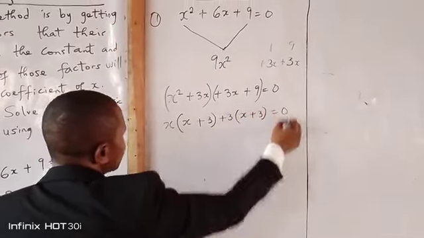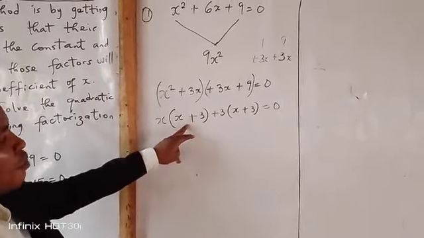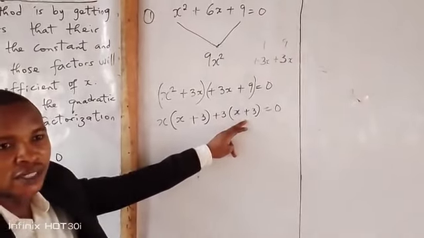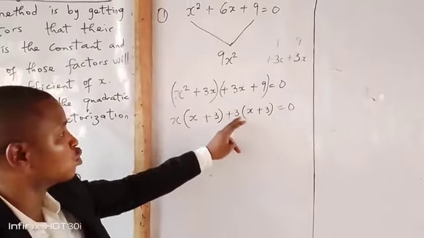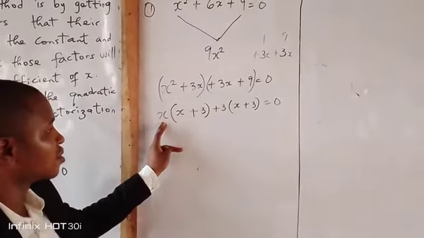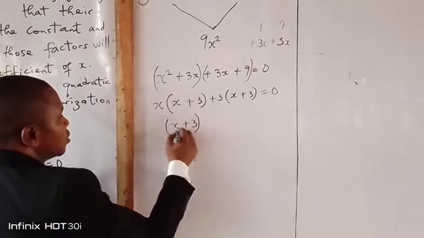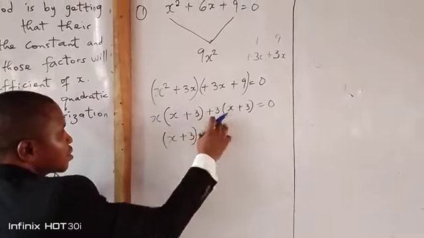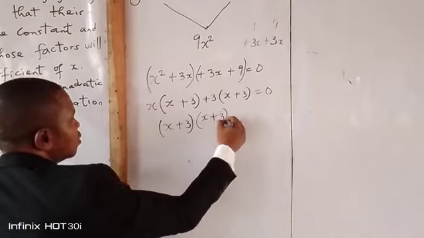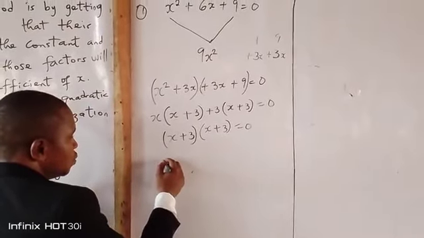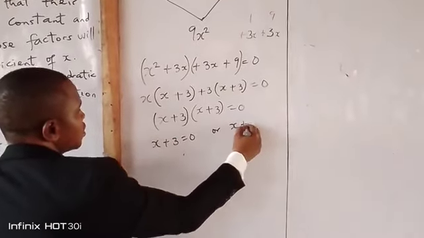And I want you to note something here. After factorizing, what you have in this bracket must be equivalent with what you have here. If they are different, even if the sign is different, it simply shows that you are wrong. So you choose one of these that is outside, then you choose one within the bracket. So we are going to have x plus 3, which is the one outside, then x plus 3 within the bracket, which is equals to 0. If you look at it very well, you'll be having x plus 3 is equals to 0, or x plus 3 is equals to 0.